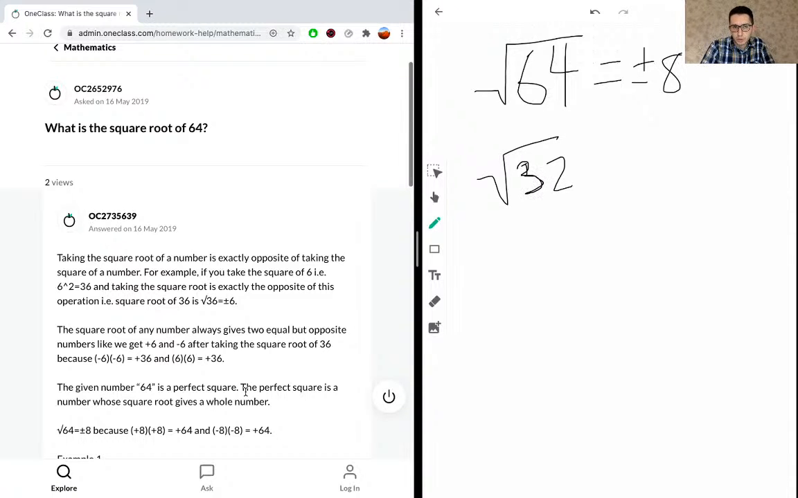If you know that the square root of 64 is 8, you can right away say it's plus or minus because of the square root.